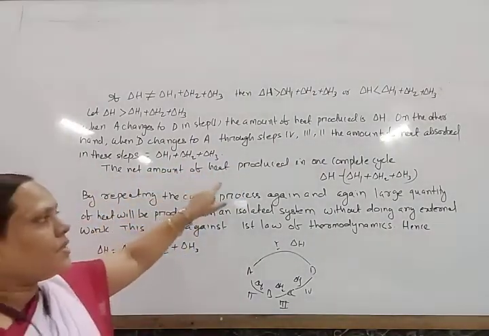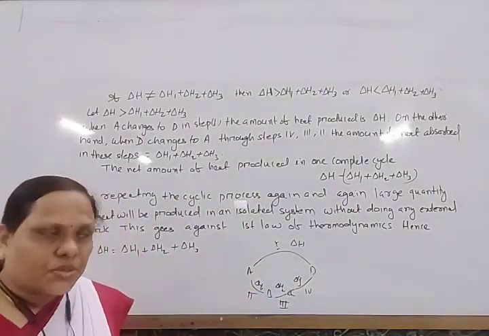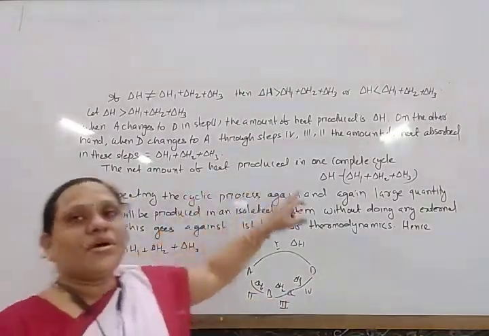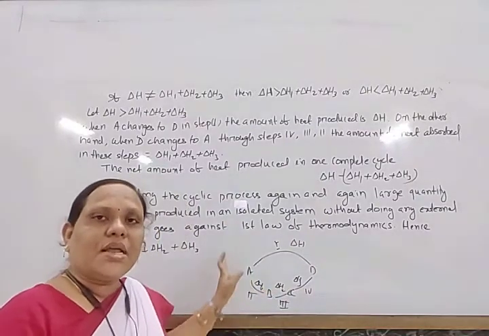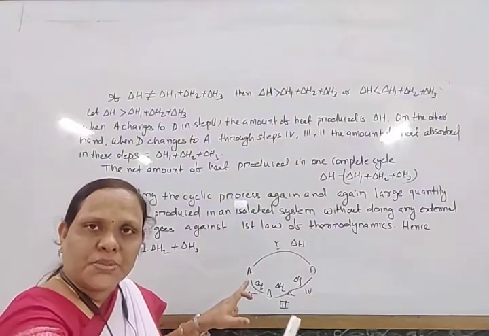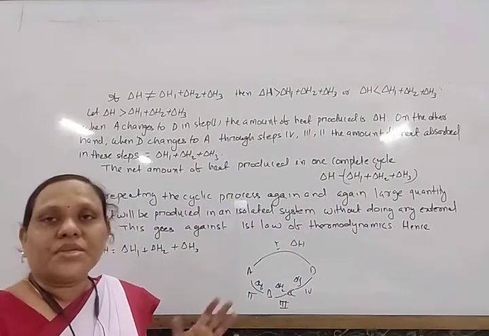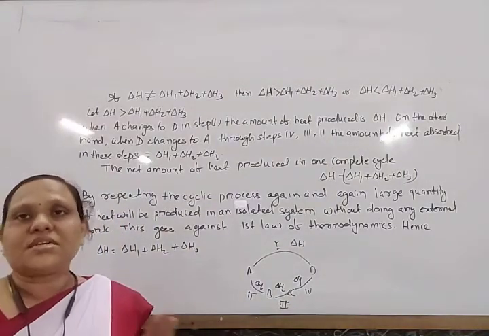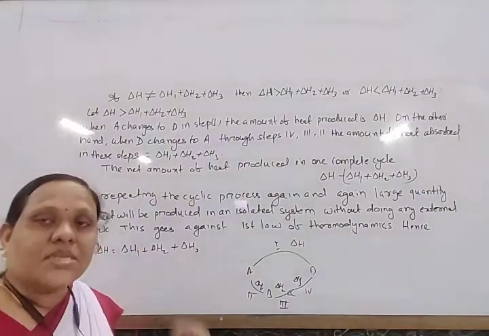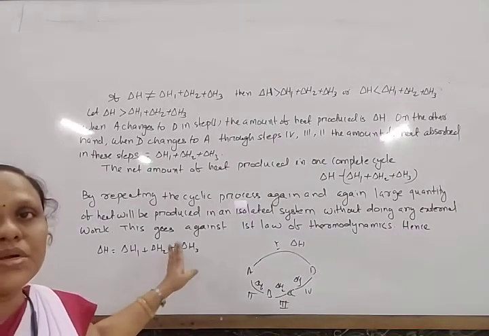So the net amount of heat produced: if ΔH is greater, then some amount of heat is produced, that is ΔH minus (ΔH1 plus ΔH2 plus ΔH3) after completing one cycle. Similarly, if this cycle is repeated many times, then in each step some amount of heat is produced. If it is repeated several times, a large amount of heat is produced without doing any external work, which is impossible and against the first law of thermodynamics. Hence, ΔH must be equal to ΔH1 plus ΔH2 plus ΔH3.